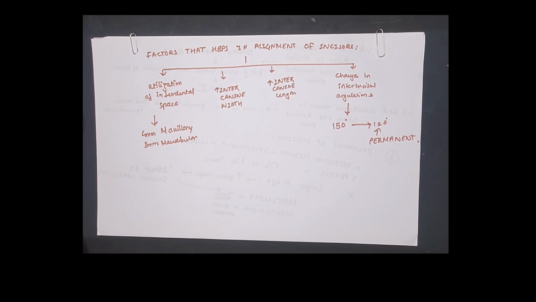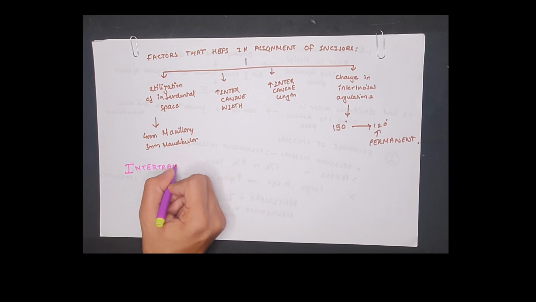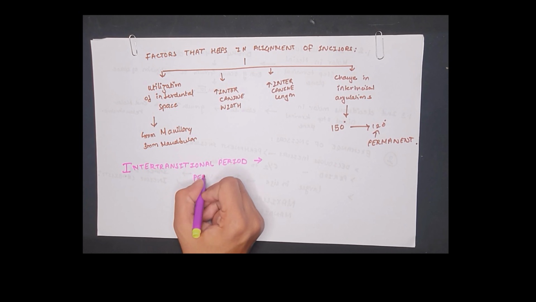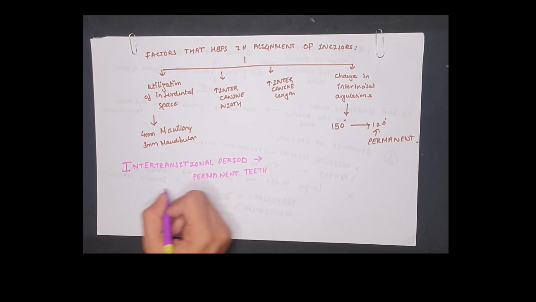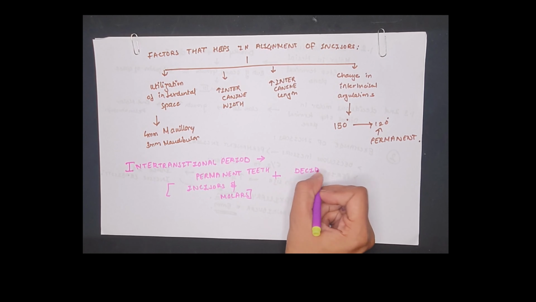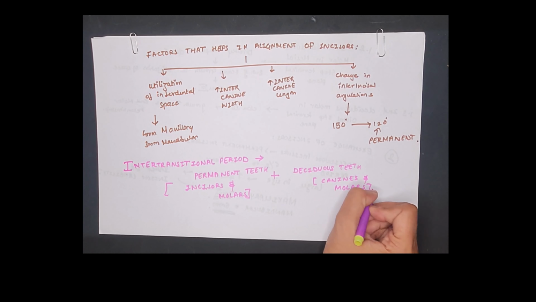Now, the second period of the mixed dentition is the intertransitional period, and this intertransitional period is one where there is a mixture of both maxillary and mandibular permanent teeth and deciduous teeth. There are permanent incisors and molars and deciduous canines and molars.